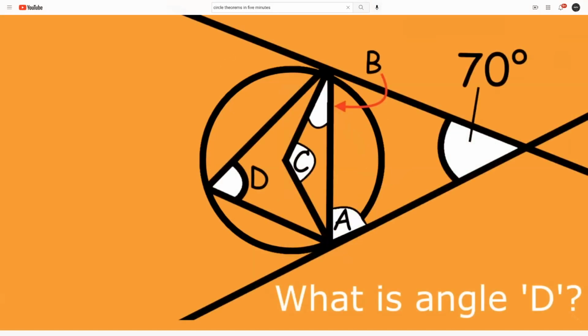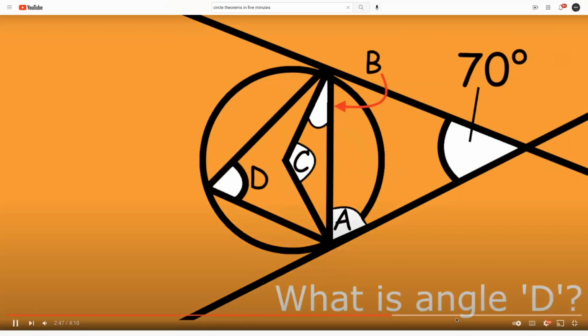Here was quite a confusing looking sum that you are likely to get in a maths exam. Have a look at this image and have a go. Can you do it? Pause the video and see what you can get.